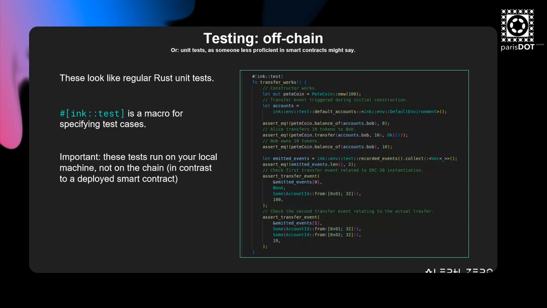You have a really nice testing framework in Ink. You can write either unit tests or E2E tests, which you can use to test interactions. So it's a really cool and kind of complete framework for writing and testing contracts.